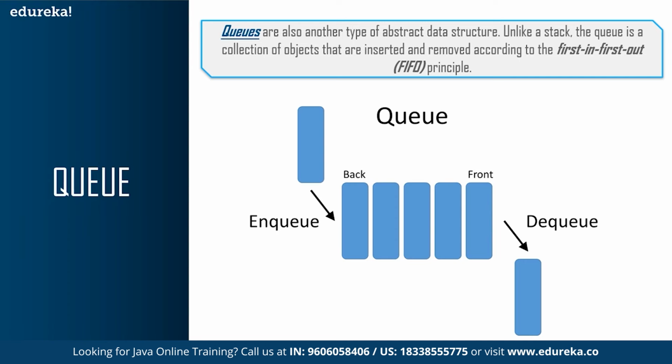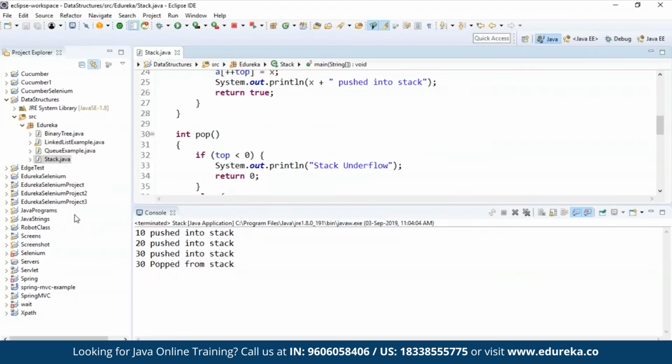So queues are used in the asynchronous transfer of data between two processes, that is CPU scheduling, disk scheduling, and other situations where resources are shared among multiple users and served on a first come first served basis. So these are some of the situations where queue can be used. Okay. So now let's take an example and understand how it works.